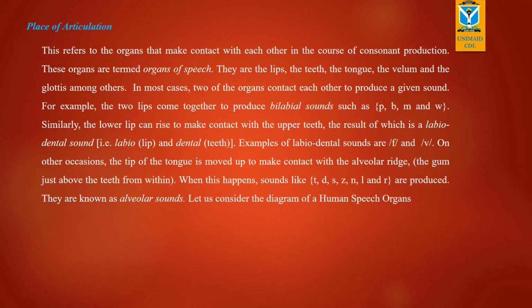Similarly, looking at the organs that make contact this time around, not the upper and the lower lips, the lower lip will rise and make contact with the upper teeth. The result of which is what? Labiodental sound. This time around, it's not bilabial because that involves the two lips. Labiodental involves the lower lip and then the upper front teeth. Then the sounds are referred to as labiodental sounds. And for English sounds, we have two of the labiodental sounds, the F and then the V.